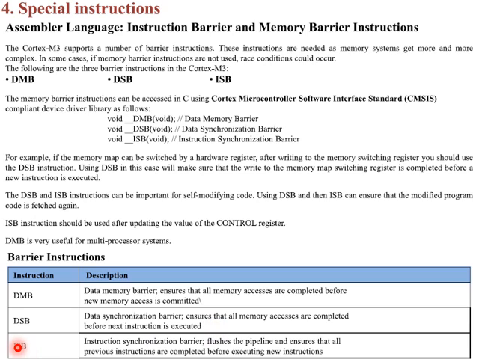Instruction synchronization barrier, ISB. It means it flushes the pipeline and ensures that all previous instructions are completed before executing the new instruction. Instructions will be there, but the instruction that is going to be executed at present should be cleared before the next instruction gets into the memory. So that is related to the program counter.